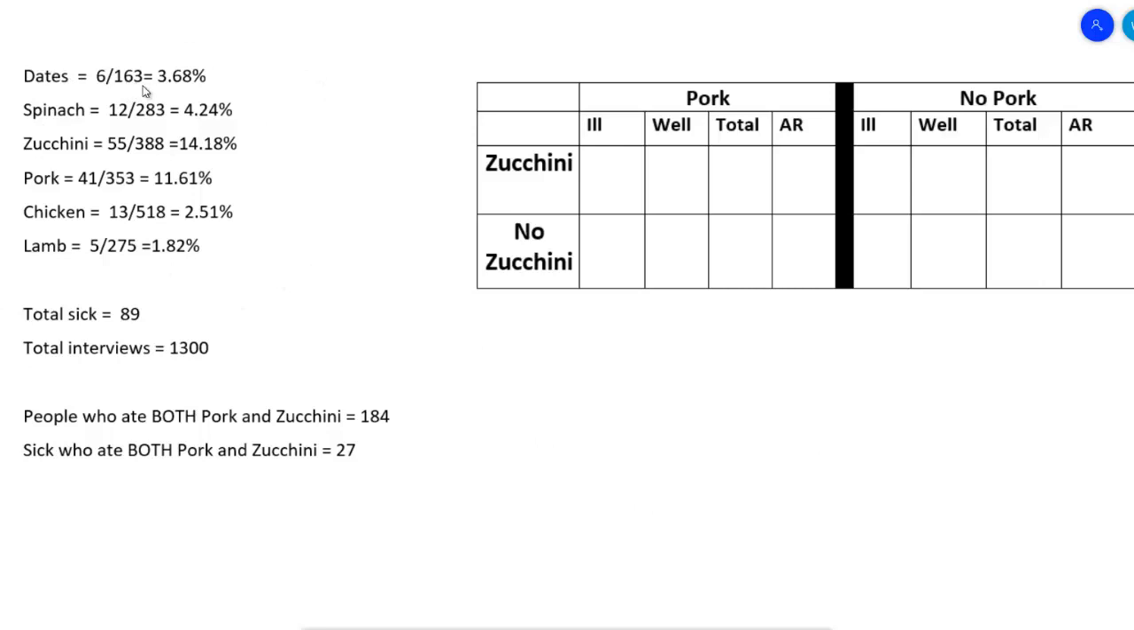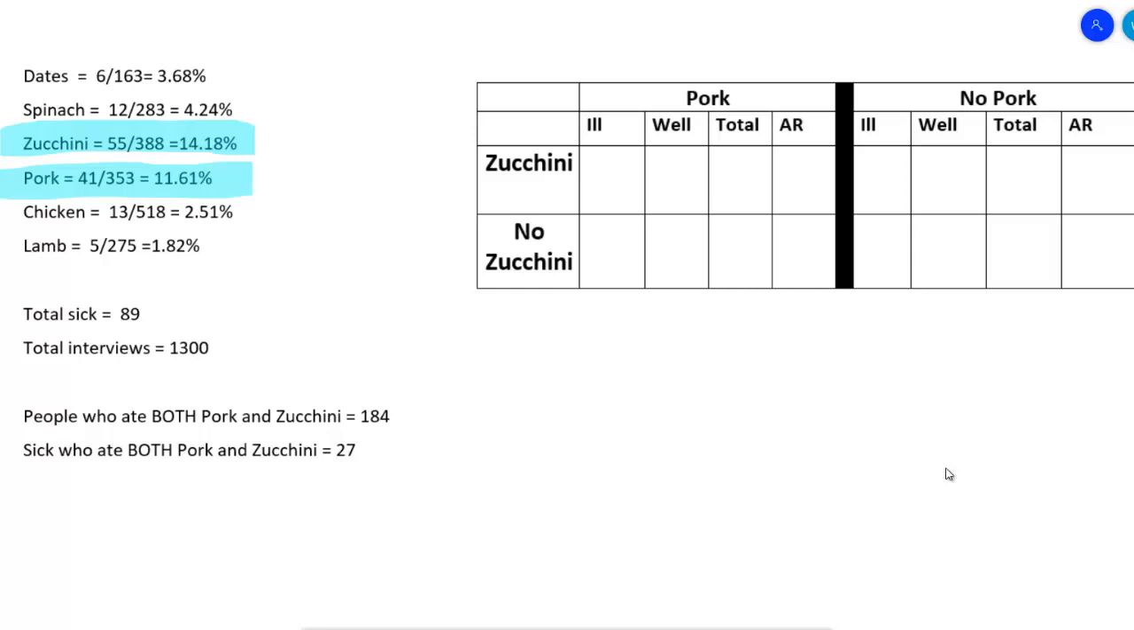Those who've eaten dates, 163, six of them were sick, spinach, and so on. You'll notice that people who ate zucchini and people who ate pork had the highest rates of illness. If we can determine how many people ate both foods and were sick, then we can complete a cross-tabulation that looks like this. Tell us the most likely cause of illness. This is the way we would do that.